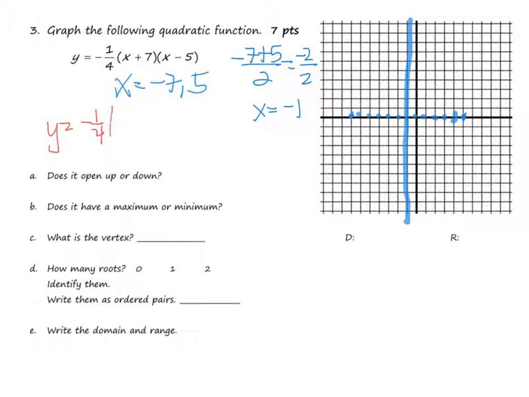So when x is -1, we're going to get -1/4 times -1 plus 7 is 6, -1 minus 5 is -6. So you're really going to get that y is equal to -36 all over -4. It's going to become positive, and it's going to equal 9. So your vertex is -1, 9. And you have graphed all the points that they asked you to graph.